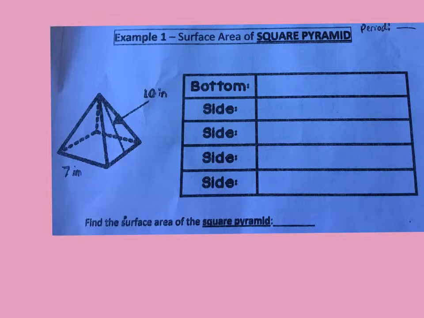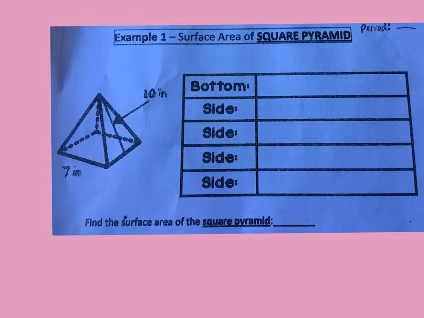All right, we are going to start solving some surface area problems of pyramids, and just follow along on your paper. We're going to do example 1, and we are going to solve a square pyramid surface area problem. So a square is the base. We are going to first find the area of the base, which is a square.